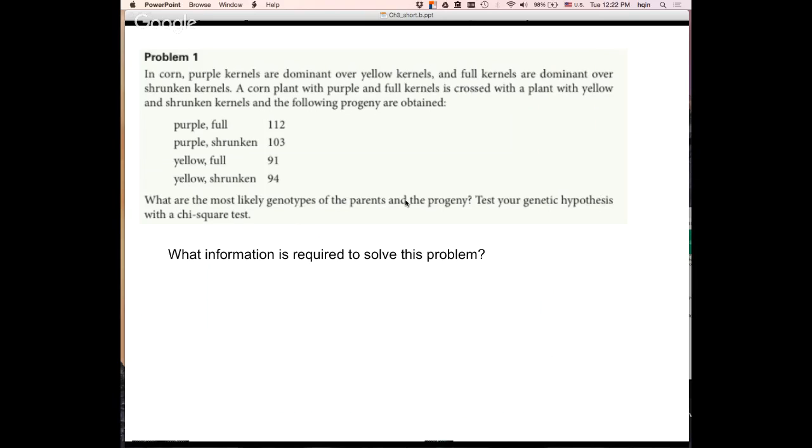So that's basically your homework problem two. Homework problem one is a textbook example. Homework problem three is the pedigree. So it'll be two chi-square and one pedigree for your video presentation. Okay, so what information will we need to solve this problem?